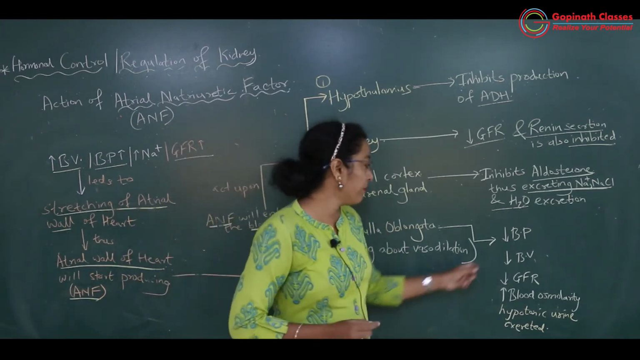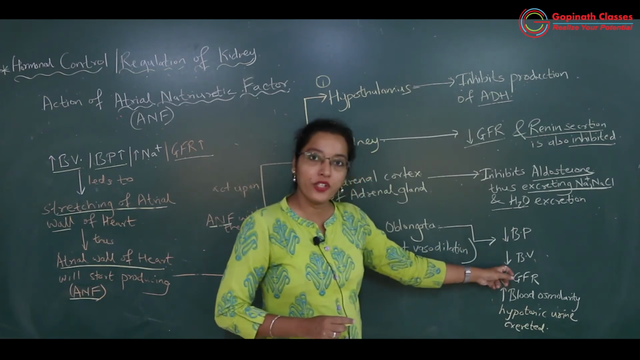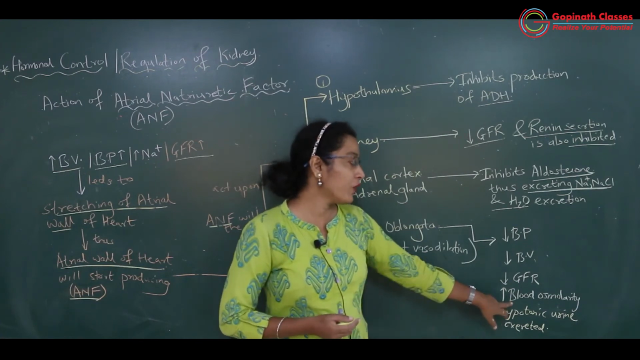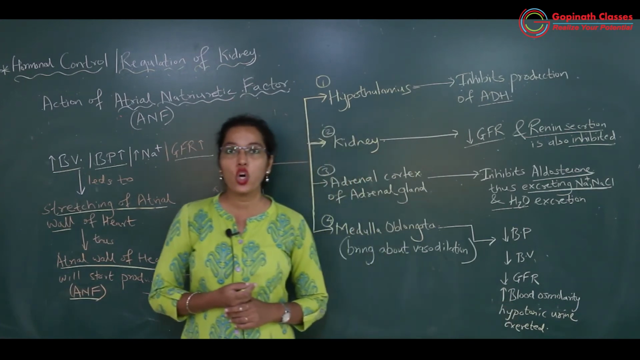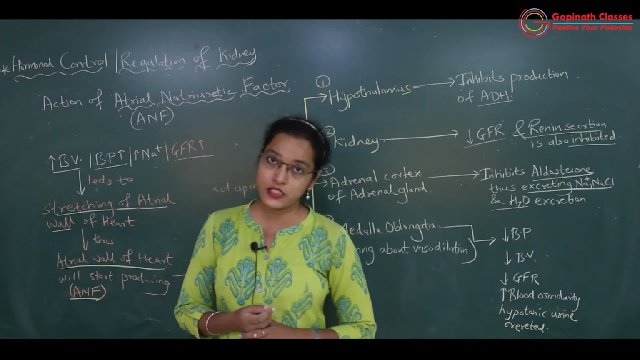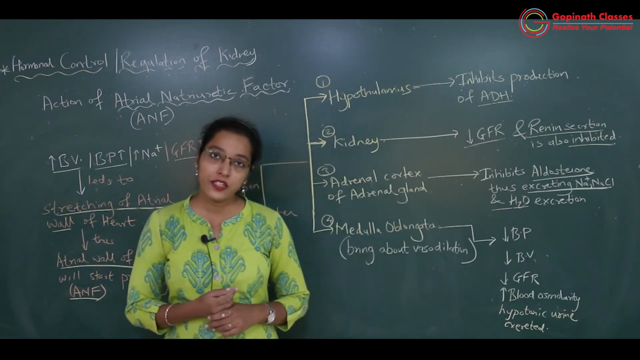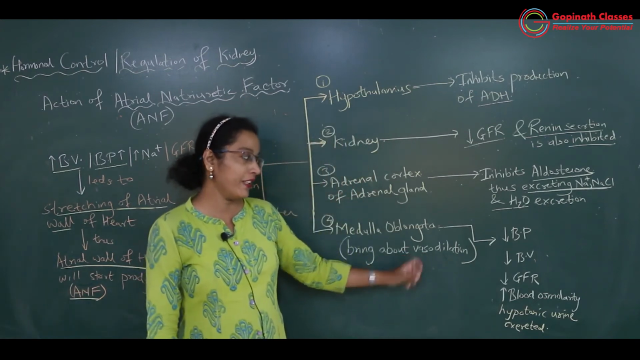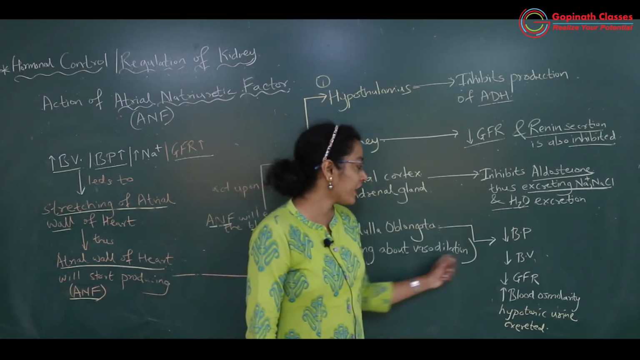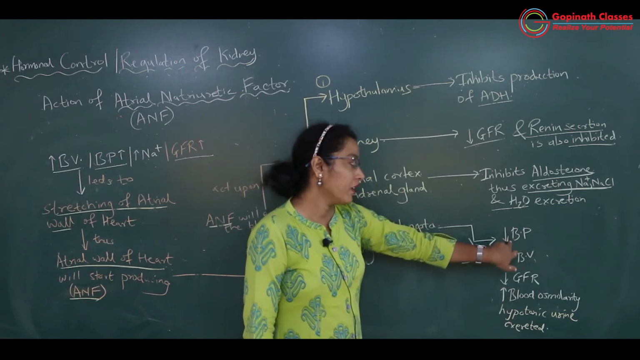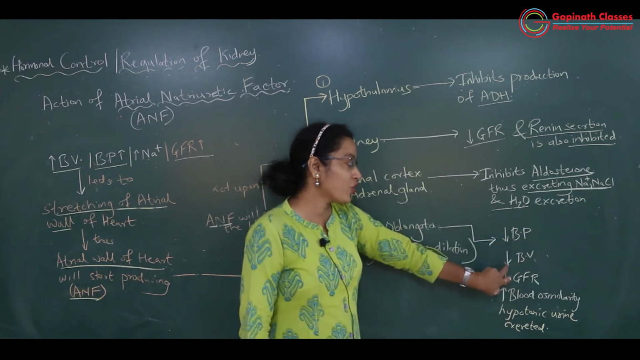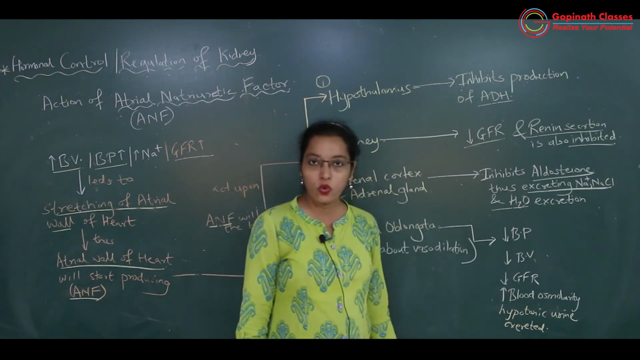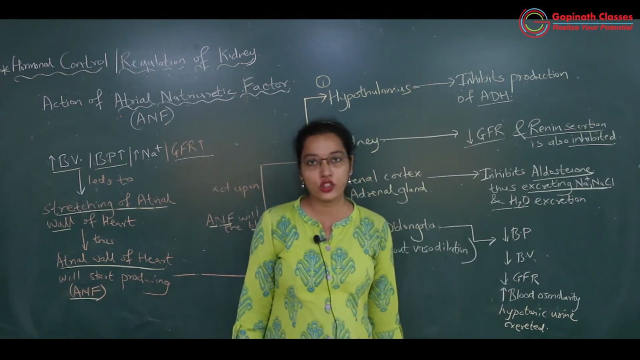Okay, and BP will decrease, blood volume will decrease, GFR will decrease. Okay, and what will happen to the osmolarity? Osmolarity will increase. Okay, why? There will be increase in the osmolarity because of vasodilation. Okay, vasodilation के कारण there will be decrease in the blood pressure, decrease in the blood volume, decrease in the GFR. Okay, and increase in the blood osmolarity.